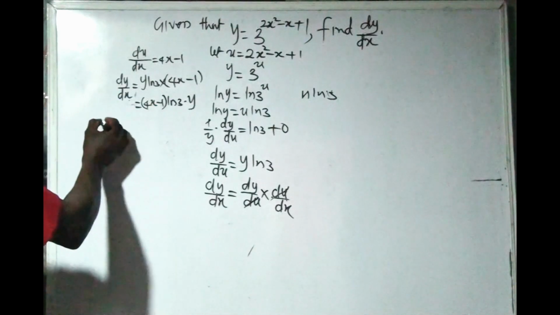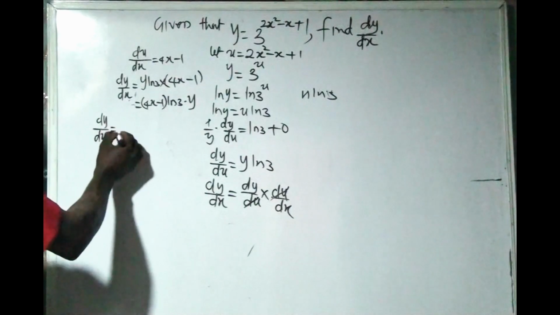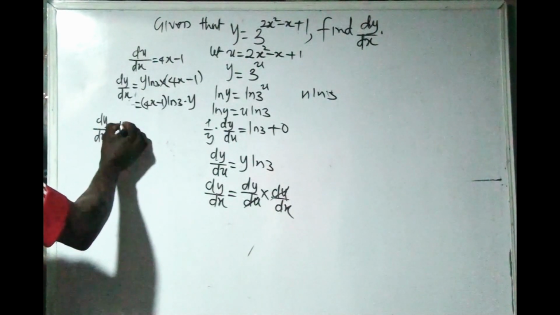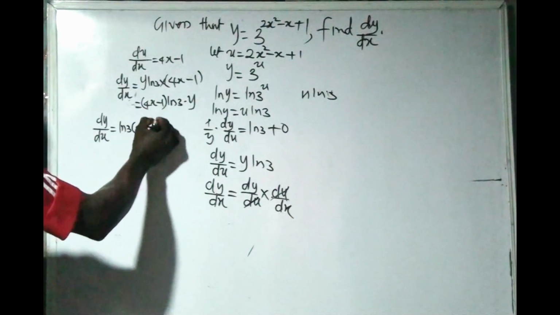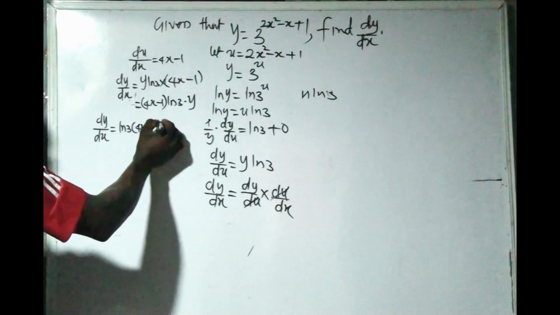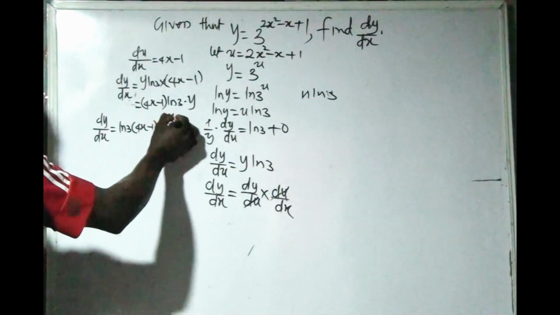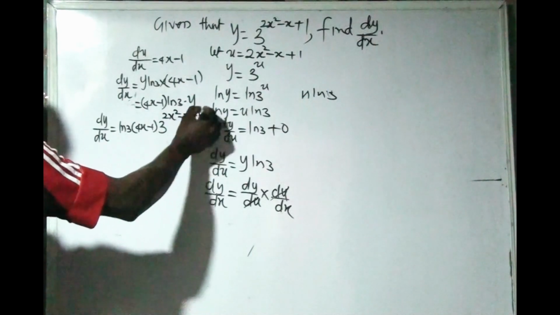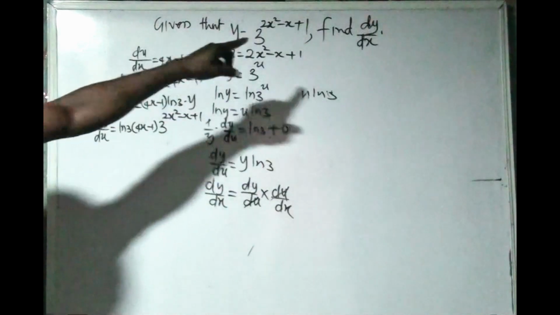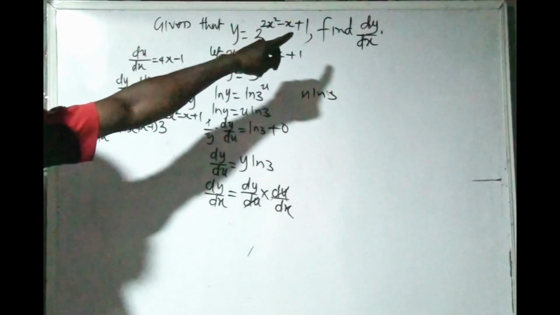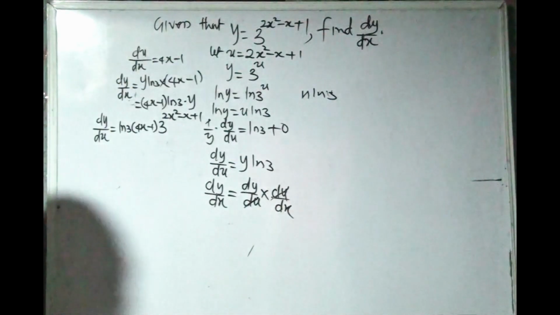So dy with respect to dx becomes ln 3 open bracket 4x minus 1, then y is what? 3 raised to power 2x squared minus x plus 1. This is the derivative of y, the change in y with respect to change in x as regards this function.